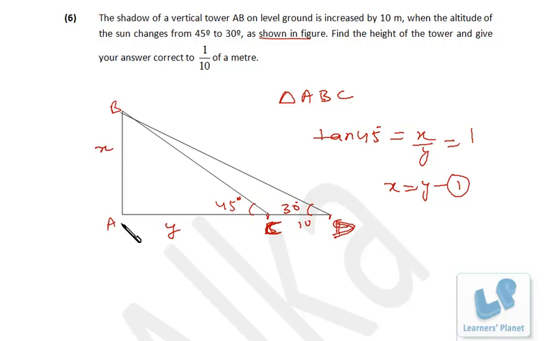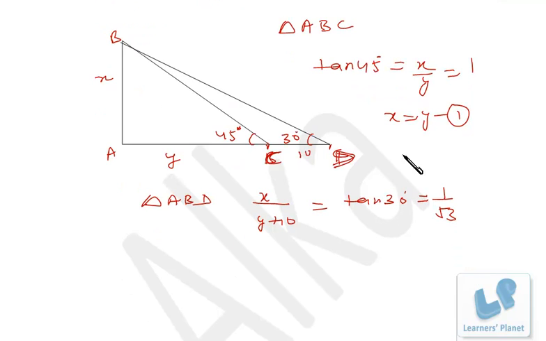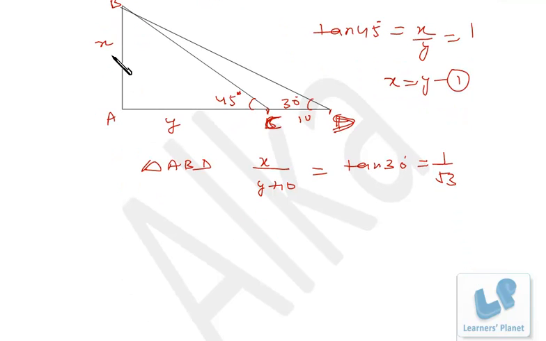In triangle ABD, x upon y plus 10 is equal to tan theta, that is tan 30 degree. Tan 30 degree is 1 upon root 3. Now actually x is equal to y. We have to find out x only. So I put x instead of y. So x upon x plus 10 is 1 upon root 3.